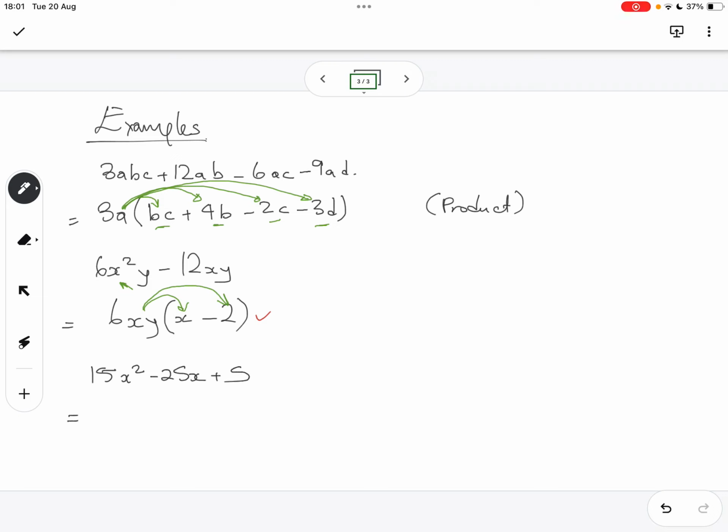Let's do another example. We've got 15x squared minus 25x plus 5. Now let's take out a common factor, the highest common factor. X. We do not have x here, so it can't be correct.